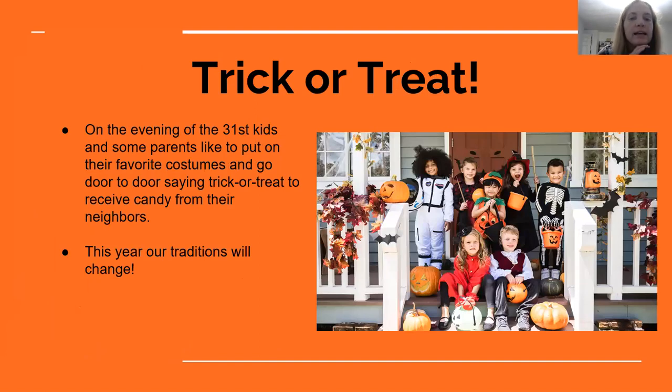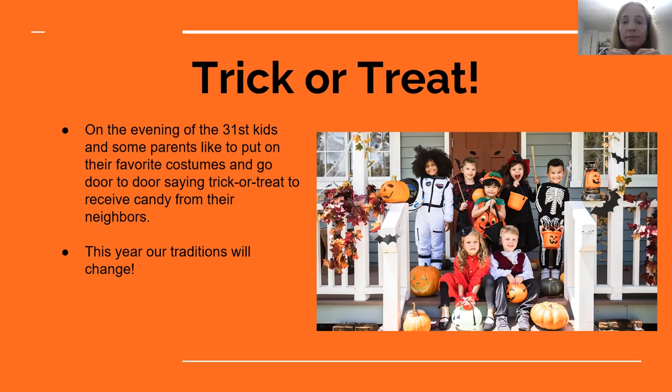Trick or treat is on the 31st of October. However, some towns and cities will tell you it's a different night, and that's just for regulation for law purposes. Okay, but most towns and cities allow children to get dressed up, like you see in the picture, in their favorite costumes and go door to door saying trick or treat to get candy from their neighbors. The key, however, is that the neighbor's light outside their house has to be on. If the neighbor does not put their house light on, you cannot go there.